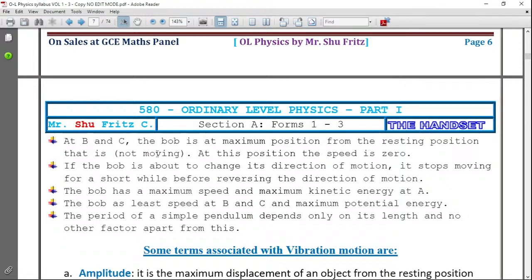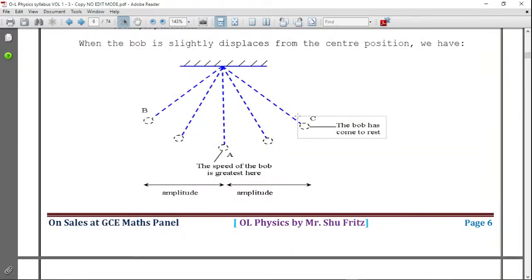When it instantaneously gets to the point B or the point C, it will not move. Immediately it gets to the point C, because that's the maximum displacement, it will not move. It's about to change its direction, so it instantaneously stops and then reverses its direction. At this position, the speed is 0. Let's look at the diagram again. At C, the bulb is at rest. Why? Because the speed at this point is 0.